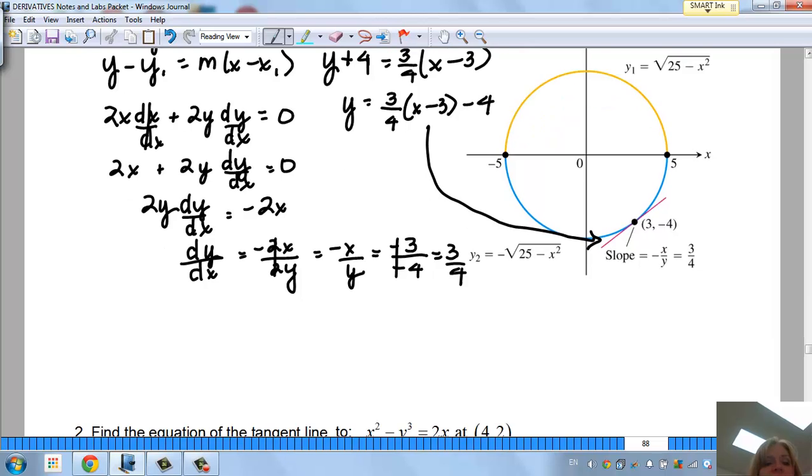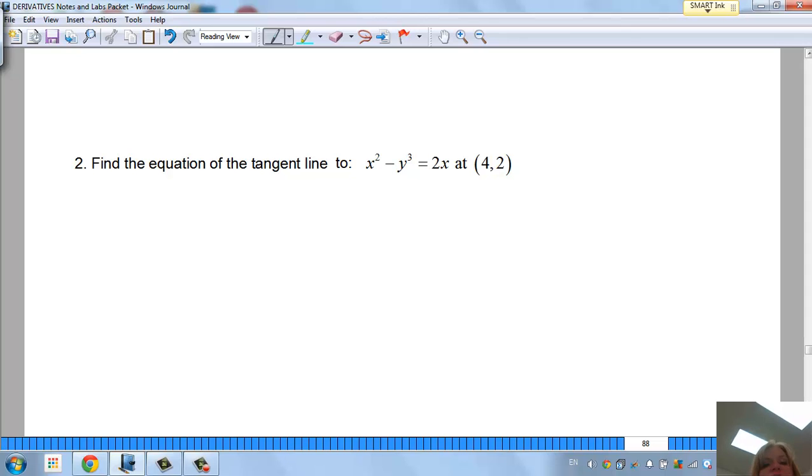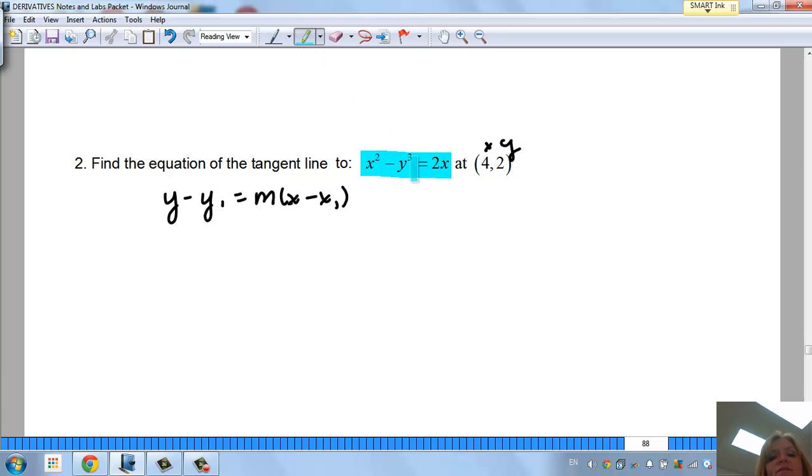Okay. Now let's try another one here. We're going to find the equation of the tangent line for this function. I don't have a picture for this one, but we still can do this. The equation of the tangent line is going to be y minus y1 equals m times x minus x1. Again, I already have my point, x, y, so we're good. Now we have to find the slope by taking the derivative. So let's take the derivative of this implicitly. It's going to be 2x dx minus 3y squared dy equals 2 dx.